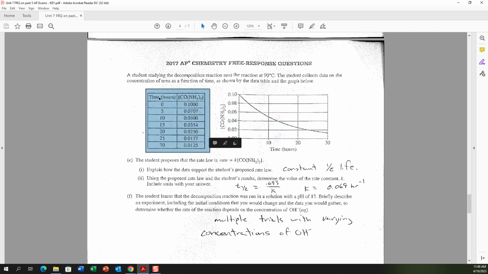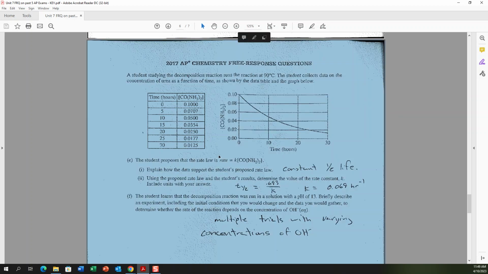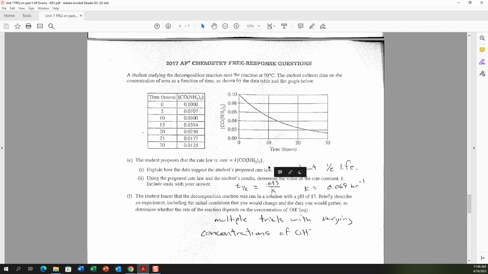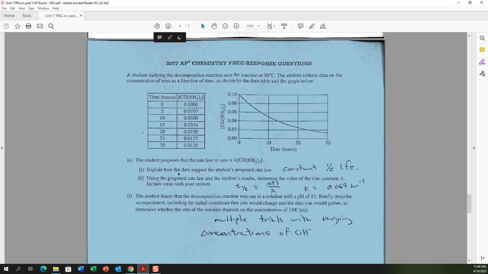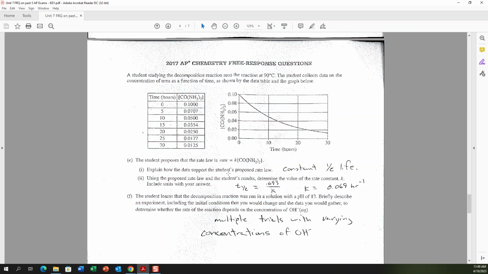But if we look at the data table, remember, if we get amount and time data, look for the half-lives. So 0.1 to 0.05 took 10 hours, 0.05 to 0.025 took another 10 hours. So the half-life is remaining constant. That's telling me that this reactant is first order. The student proposes this rate equation where the urea is first order, and the data backs that up because we have a constant half-life. And so that's the answer to part E: explain how the data support the proposed rate law. The half-life remains constant, 10 hours each time, which is consistent with a first-order reaction.